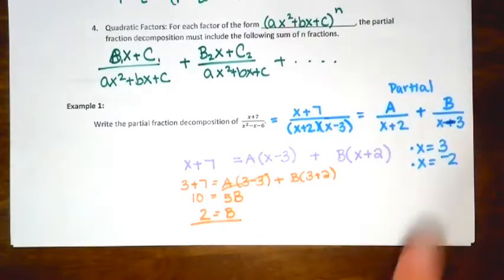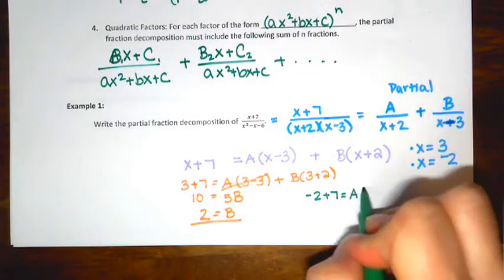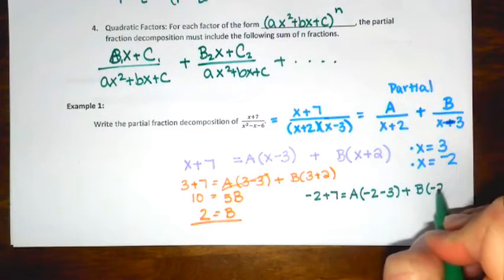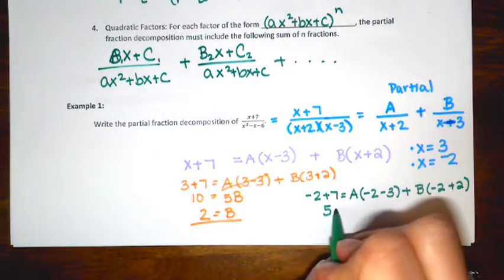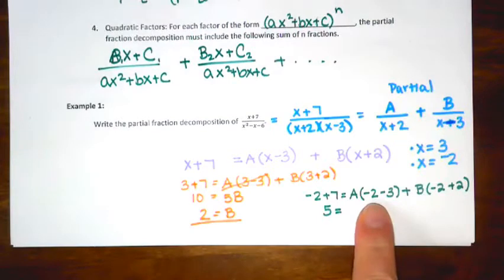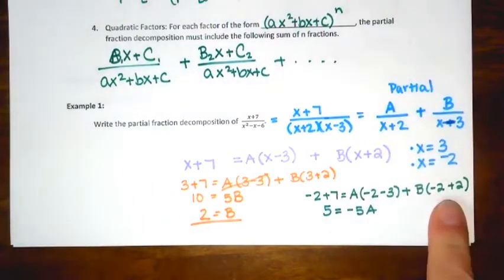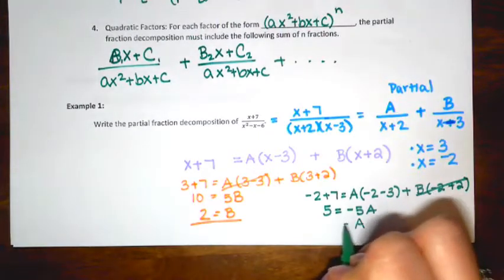Because now we could plug in what other value? Negative 2. So now let's go ahead and plug in negative 2. So negative 2 plus 7 equals a times negative 2 minus 3 plus b times negative 2 plus 2. What's negative 2 plus 7? 5. Negative 2 minus 3 is negative 5, so we have negative 5a. And what happens to these b's? They cancel out. So what would my a equal? Negative 1.